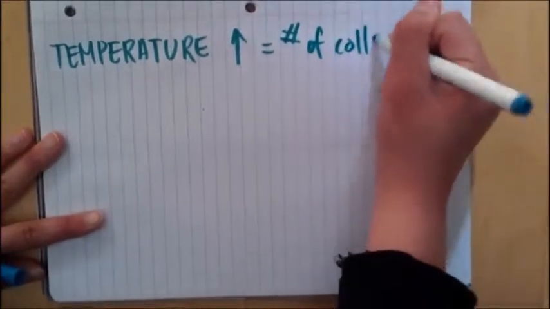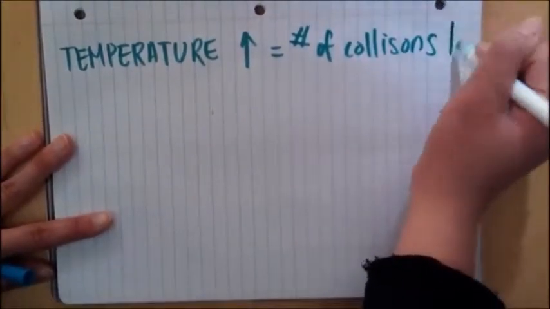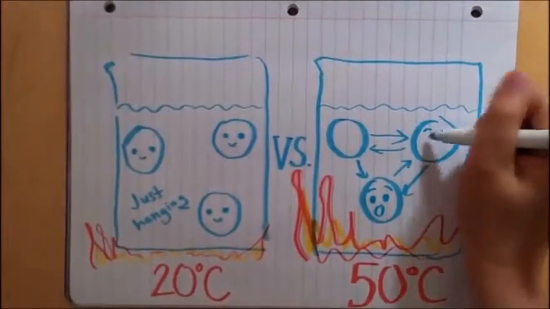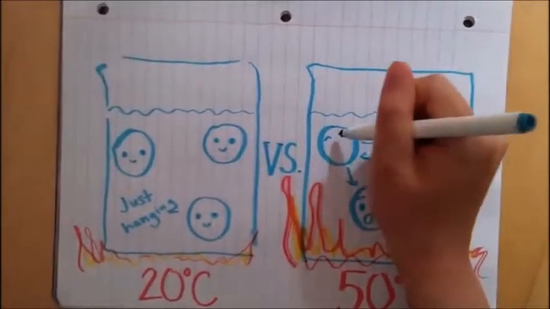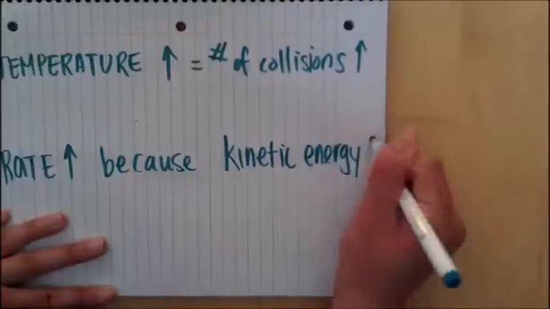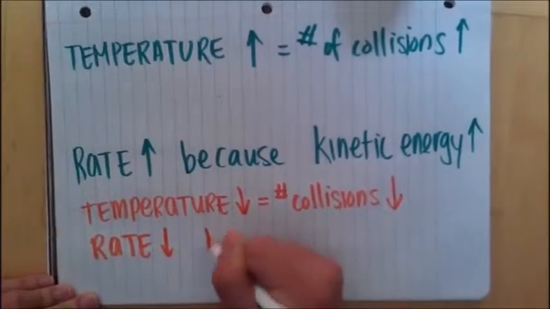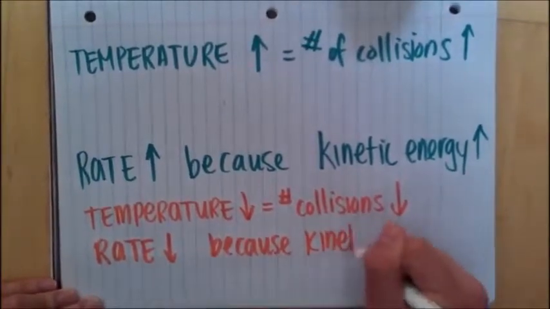The temperature that affects solubility is part of collision theory. When the temperature increases, the number of collisions between molecules and the rate increases due to a higher kinetic energy. As temperature decreases, the amount of collisions between molecules and the rate decreases due to a lower kinetic energy.